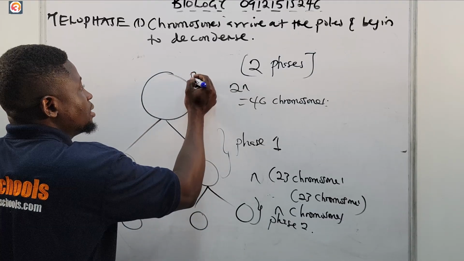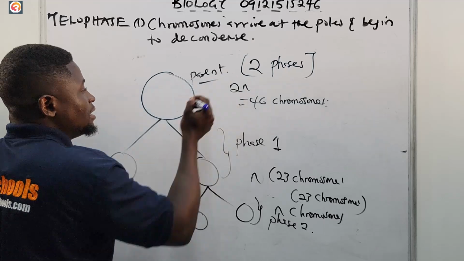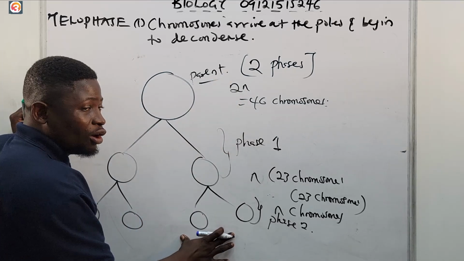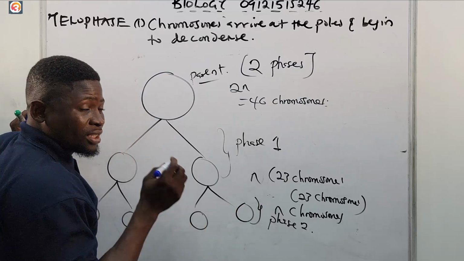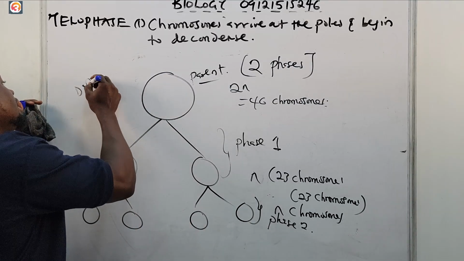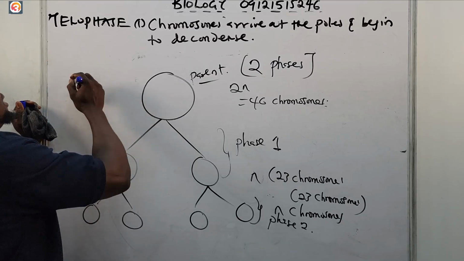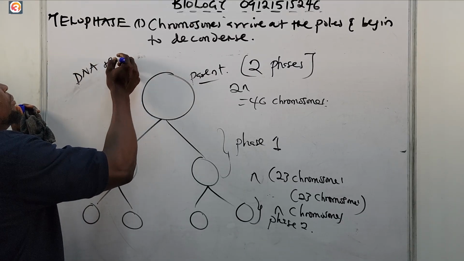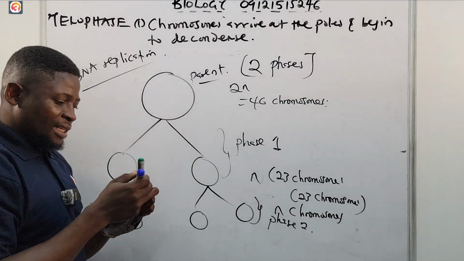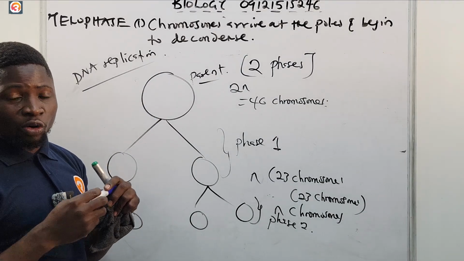So this is the parent. In case we are confused, this is the parent. This is the first phase of meiosis. This is the second phase of meiosis. Please note that DNA replication happens in both phases of meiosis.